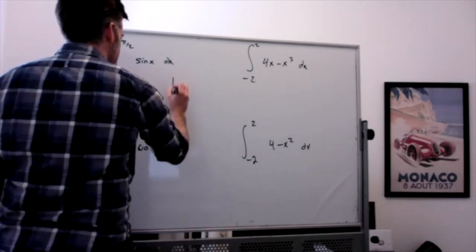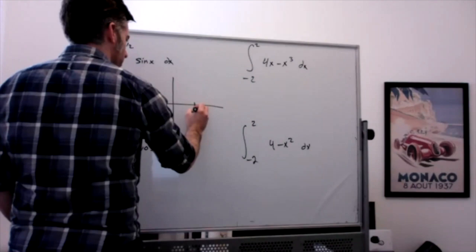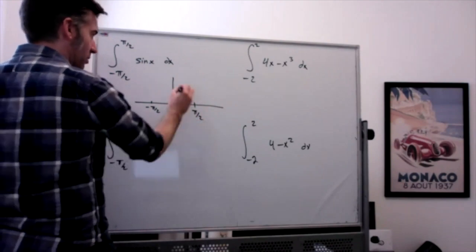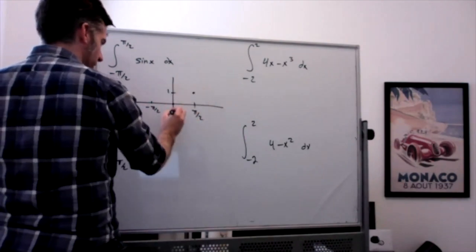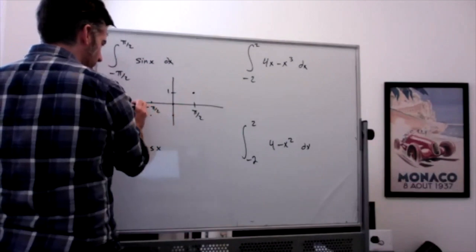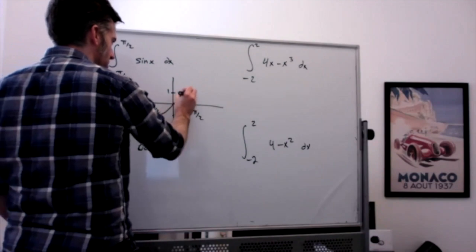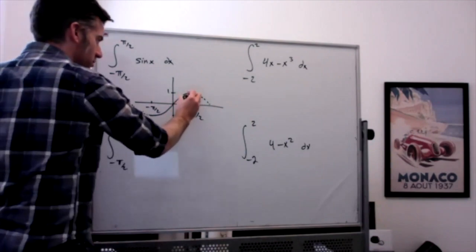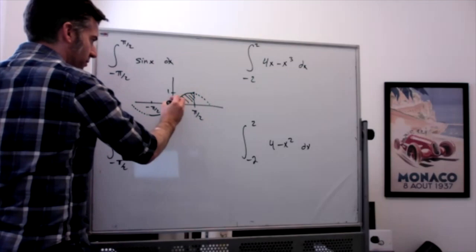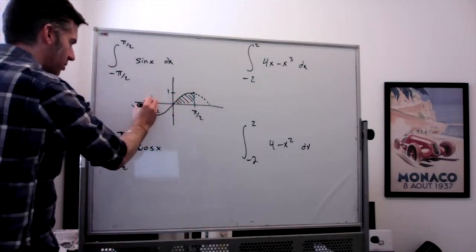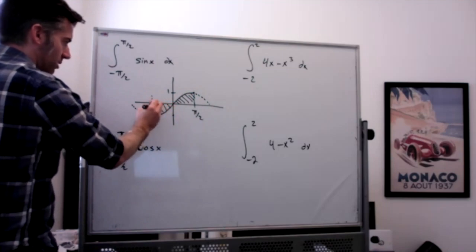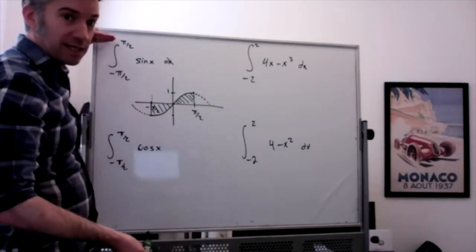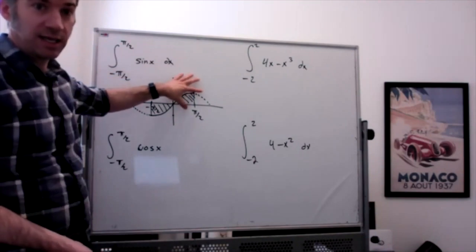So sine of x from negative pi over 2 to pi over 2 specifically: sine of 0 is 0, sine of pi over 2 is 1, sine of negative pi over 2 is negative 1. So the graph does this kind of deal. And what happens is this area here is counted as positive, and that area cancels out the area here that's counted as negative. So when you integrate an odd function from a negative number to the corresponding same positive number, the area on one side is going to cancel out the area on the other side.